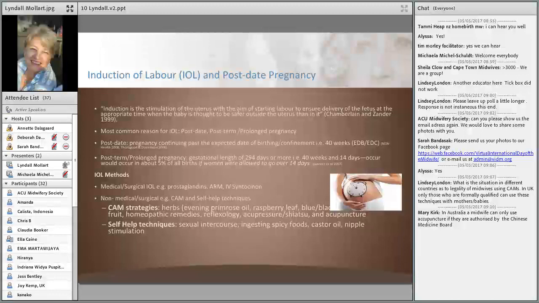With the self-help options, it's interesting that the systematic reviews of sexual intercourse, the ingestion of spicy foods or castor oil found little evidence to support their use. However, nipple or breast stimulation does appear beneficial in reducing the number of women not in labour after 72 hours.